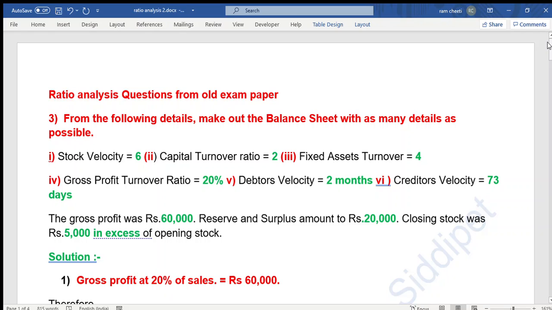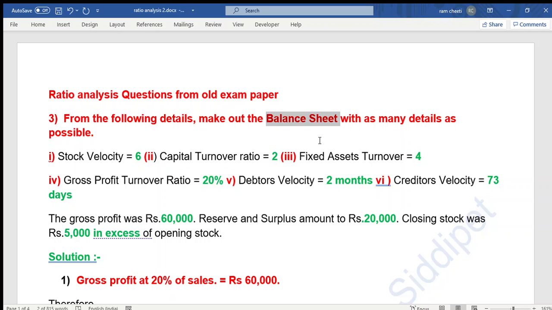Now let's see, the information given here is, he is asking us to construct a balance sheet with given figures. As I told you, there will be two or three kinds of patterns from the ratio analysis chapter in your examination. One will be, you'll be directly given a balance sheet and you'll be asked to calculate ratios. The other pattern is the reverse of it. You'll be given figures and you'll be asked to construct a balance sheet.